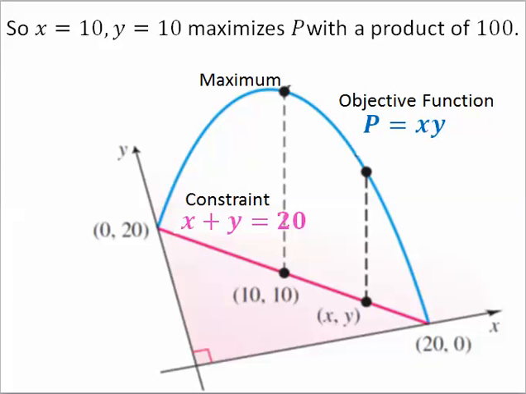This diagram very nicely shows you what's going on. The pink line is your constraint. The blue arc is the objective function. It gives you the height, or the value of xy, for each ordered pair. But you're only interested in the product xy if the ordered pair xy is on that pink line. That pink line is your constraint.